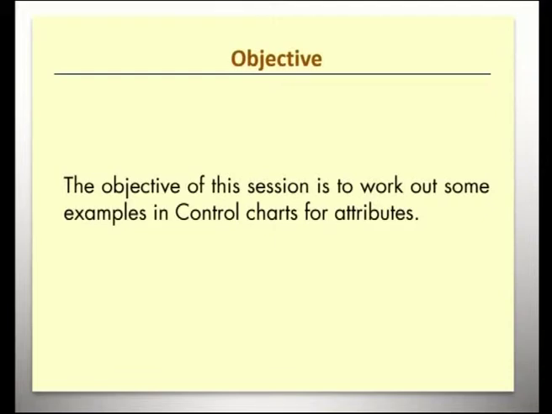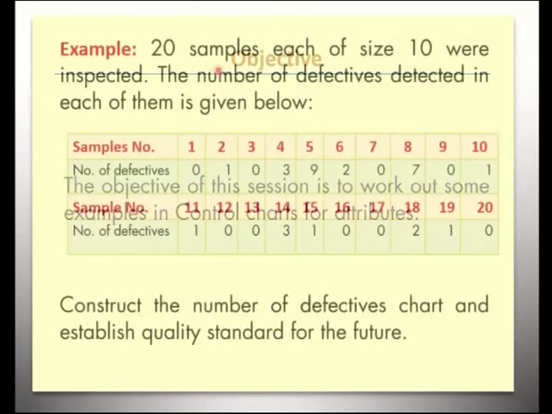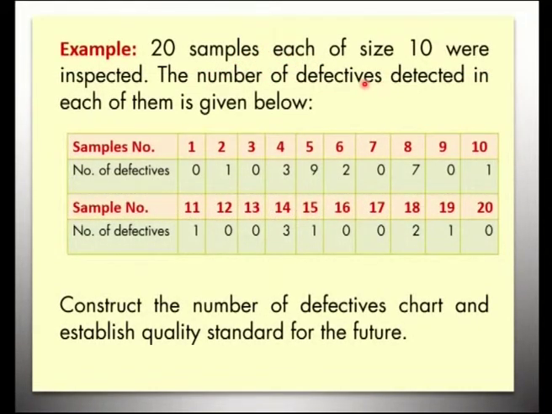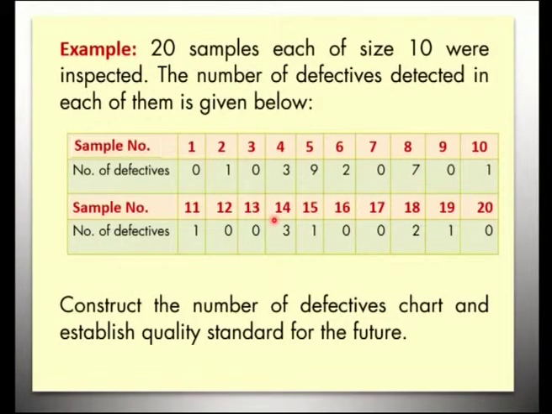In this session, we are going to work out some more examples in control charts for attributes to understand the concept further. So, the first example goes like this: 20 samples each of size 10 were inspected. The number of defectives detected in each of them is given below. That is, each sample consists of 10 items. Among 10 items, there will be 1 defective or 2 defectives or no defective at all. But the number of samples inspected is 20. For example, sample number 1 gives no defective, sample number 2 gives 1 defective out of 10, sample number 3 gives 0 defective out of 10 items, and the 20th sample shows no defective out of 10 items.